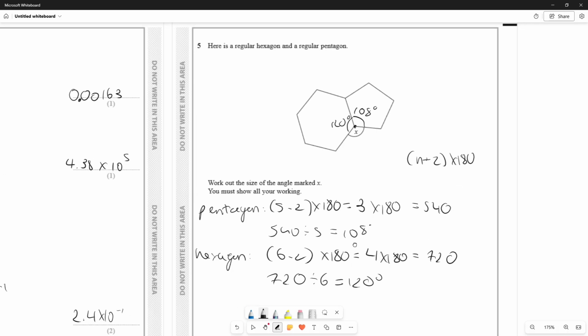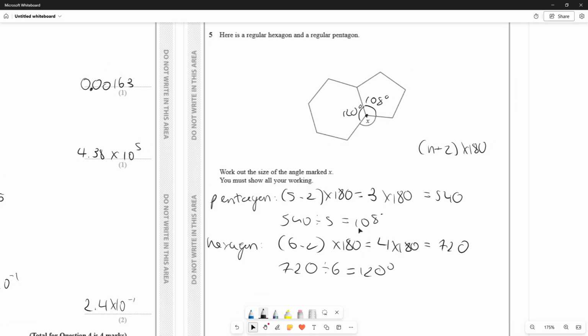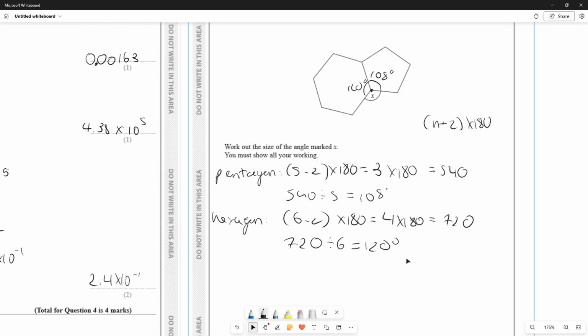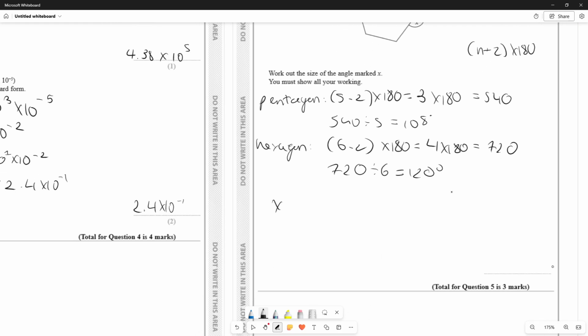Now, like I said, angles around a point add up to 360. So in order to figure out x, we have to do 360 minus 120 minus 108. Okay, so x equals 360 minus 120, minus 108. And what would this give us? Well, this will give us 240 minus 108. And this will give us 132 degrees.